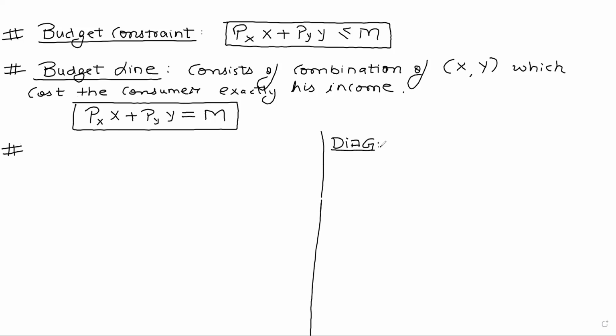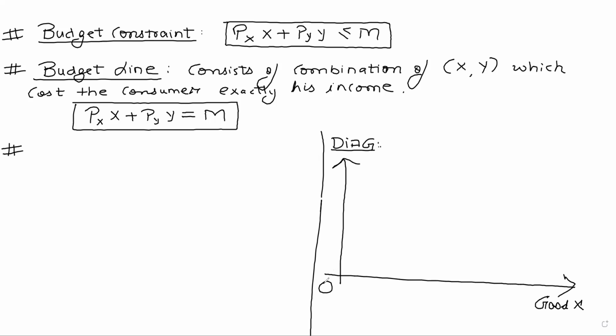Okay, so you can clearly see, suppose we measure good X on the horizontal axis and suppose we measure good Y on the vertical axis. Now students, if you look at MANQ, since we are following the MANQ reading, MANQ takes good Y on the horizontal axis and good X on the vertical axis.